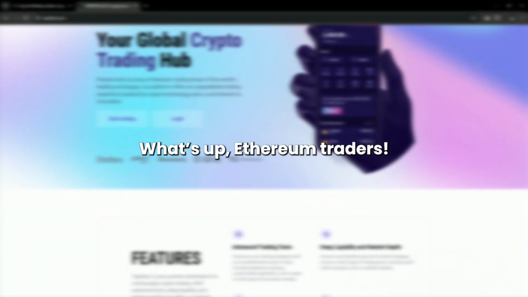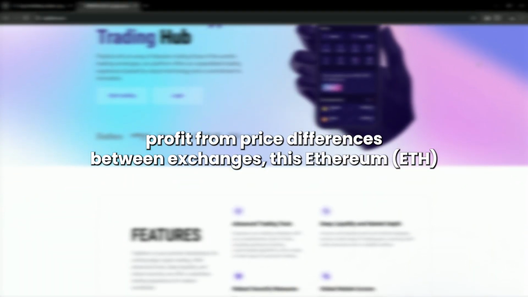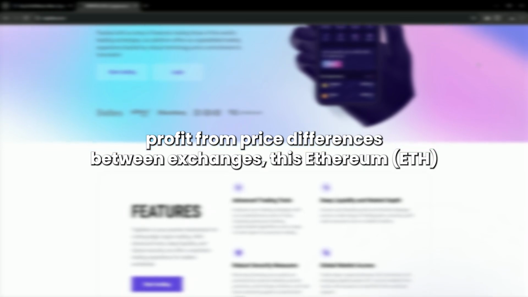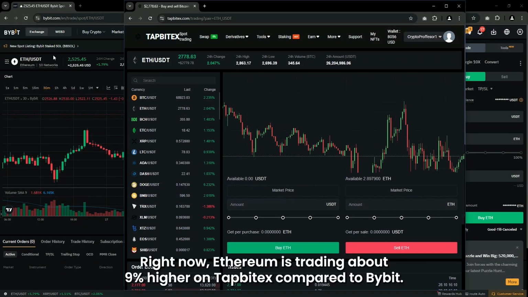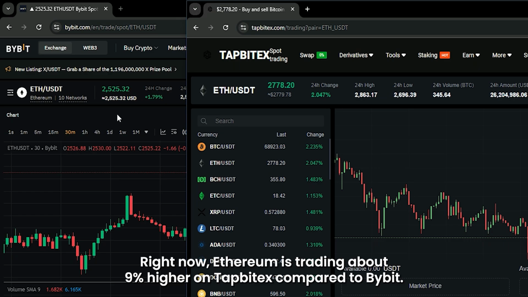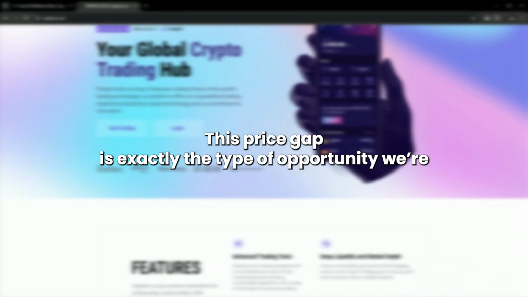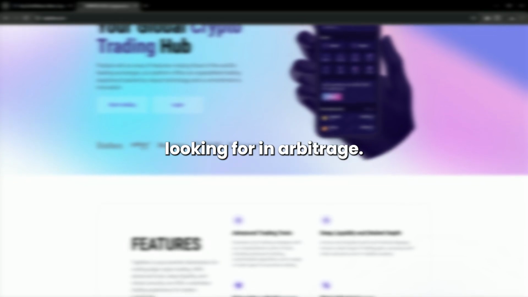What's up, Ethereum traders? If you're looking to capture profit from price differences between exchanges, this Ethereum ETH arbitrage strategy between Tapatex and Bybit is right up your alley. Let's dive into it. Right now, Ethereum is trading about 9% higher on Tapatex compared to Bybit. This price gap is exactly the type of opportunity we're looking for in arbitrage.